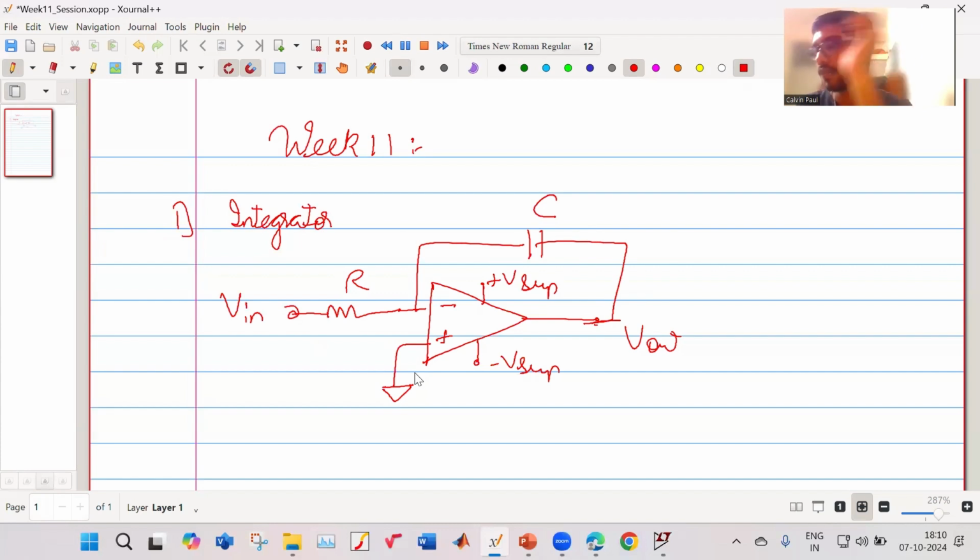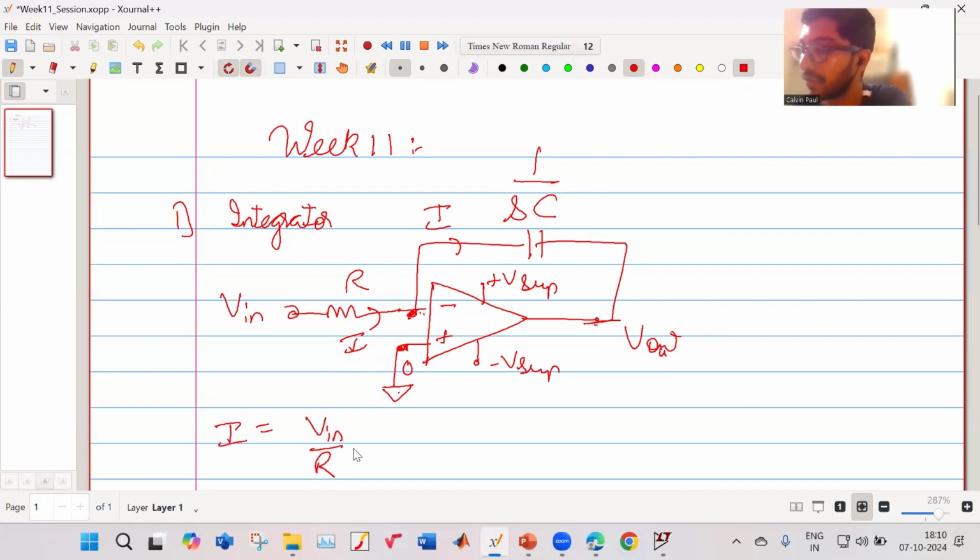So if we want to analyze this circuit, R can be written as R, and the capacitor can be written as 1 upon SC. Okay. So by the virtual ground concept, what is the current which is flowing? No current can flow into the op-amp. So the current which is flowing like this should flow out like this. And at what potential is this point? It is at zero potential, right? Because this is connected to ground, and because of the virtual ground concept, this also is at zero. So the current I is V in upon R.